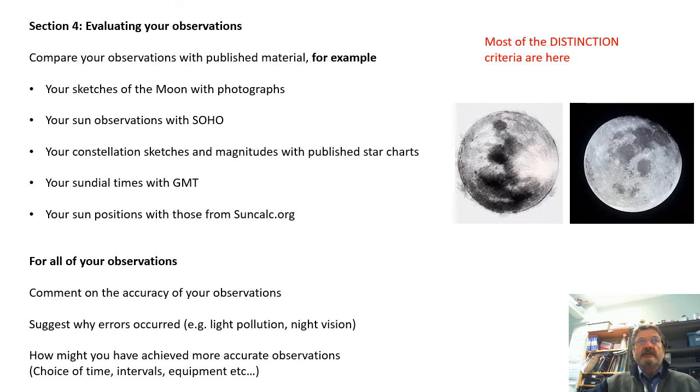How you might have achieved more accurate results. Perhaps a different location, perhaps done it at a different time of the night or a different time of year. How many observations you took, what equipment you used, any other aspects of your method which would have affected the accuracy of your observations, how might you have improved them?